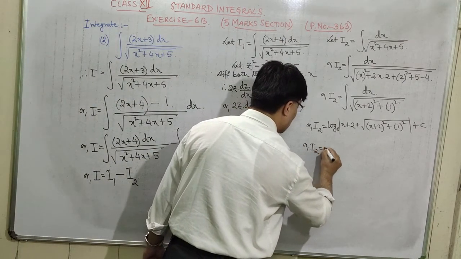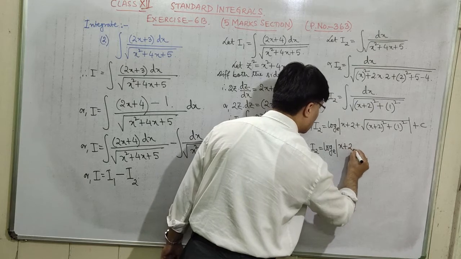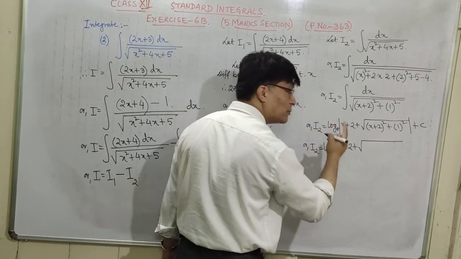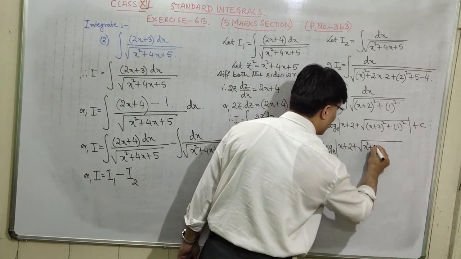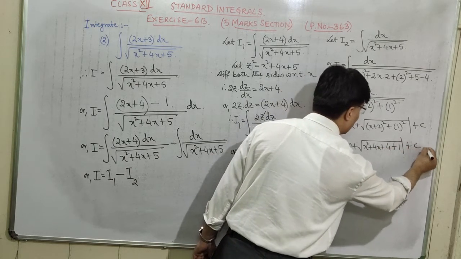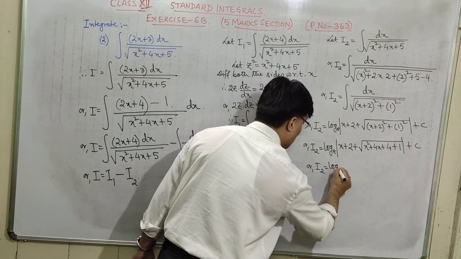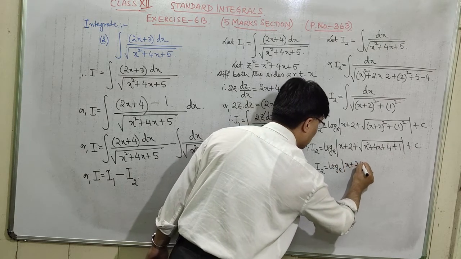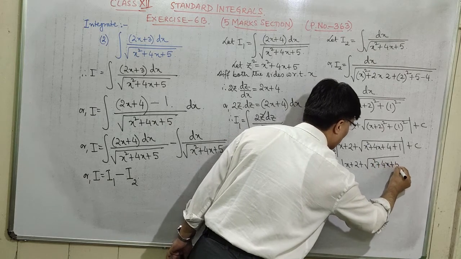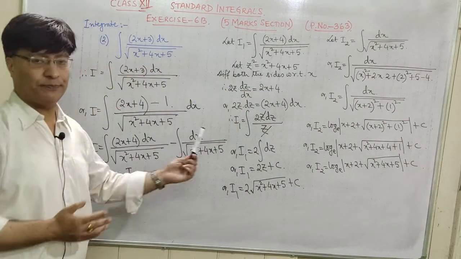So let us simplify the expression under the square root. I2 is equal to log, the base is e, mod sign x plus 2 plus root over. Now what is x plus 2 whole square? This is your a plus b whole square. So it is x square plus 4x plus 2 whole square, which is 4, plus 1, mod sign closed, plus c. So I2 is log base e within mod x plus 2 plus root over x square plus 4x plus 4 plus 1 is 5, mod sign closed, plus c. So we have got the value for I2.